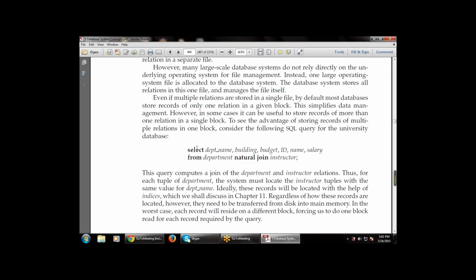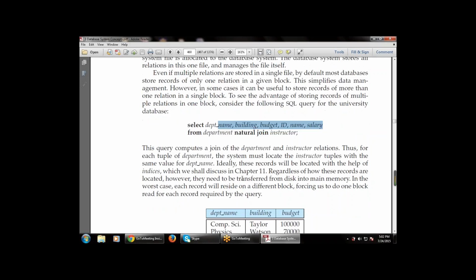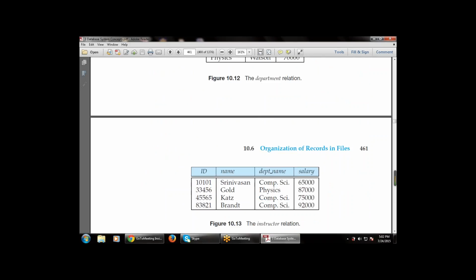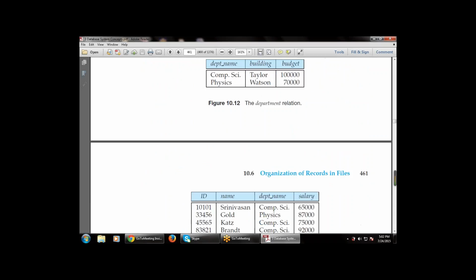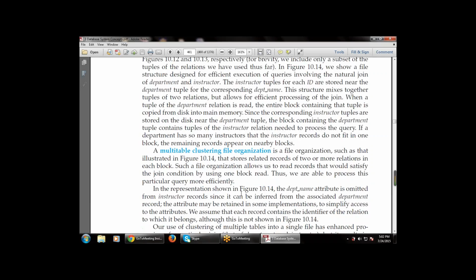This is one example, an SQL query: select department name, building, budget, ID, name, salary from department natural join instructor. That is, these two tables are joined and these fields are extracted from them. This is the department table, and this is the instructor table.